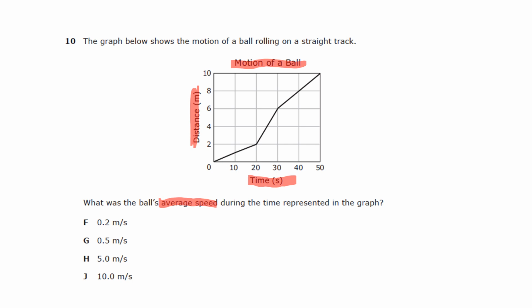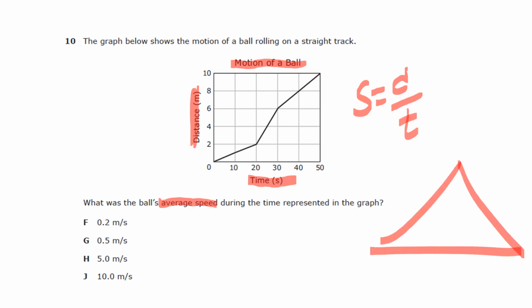So we are going to have to use our trusty formula and our triangle, okay? So here's our triangle. You guys need to remember how to do this. You will not get your triangles on the STAR test. You guys have to do this on your own. You will get the formulas, but not the triangles, okay? All right, so what's the average speed during the time represented in the graph?